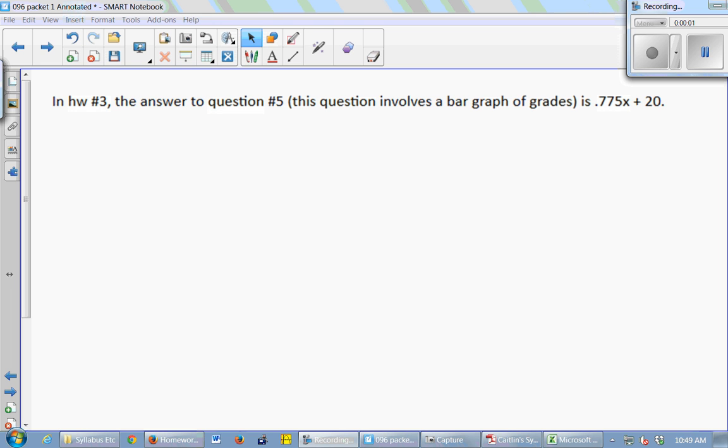Homework number 3, I accidentally put a problem in there that I didn't cover, that actually wasn't in that section. So in homework number 3, question number 5, I'm just going to tell you the answer and you just type it in and move on. Don't even try to figure it out, okay? The answer is 0.775x plus 20. Okay. Type it in, everyone will get it right. Pretend it wasn't even there.